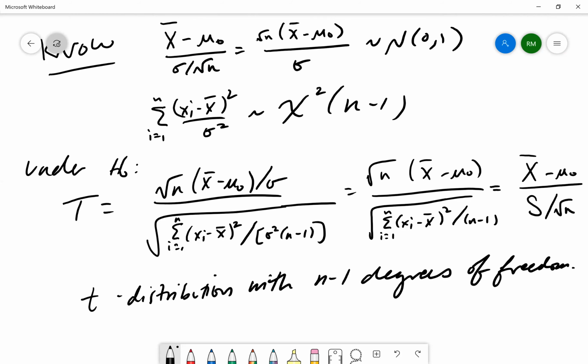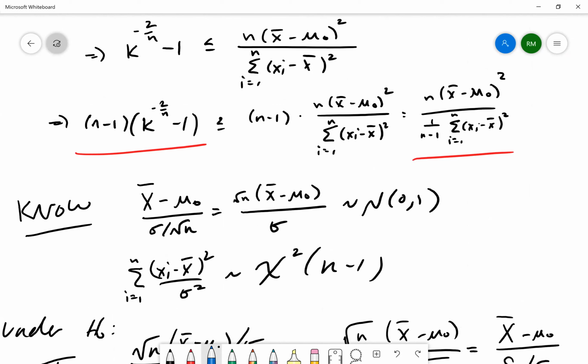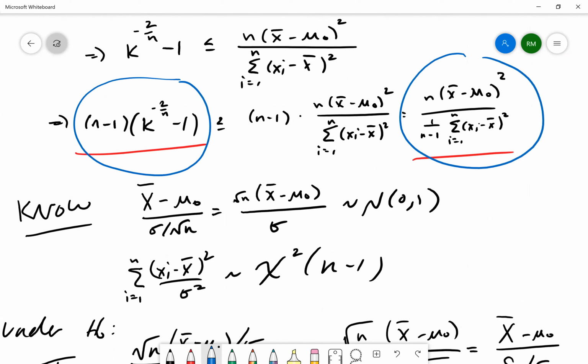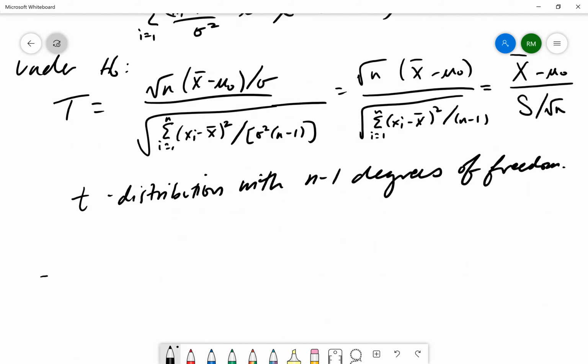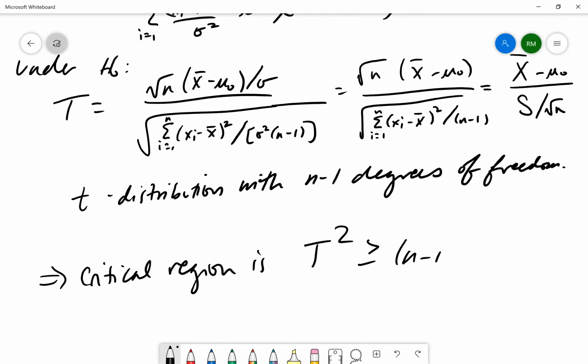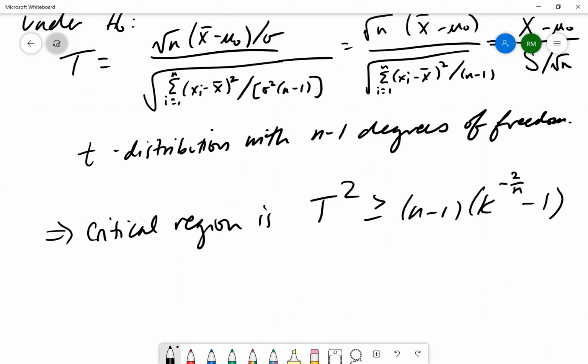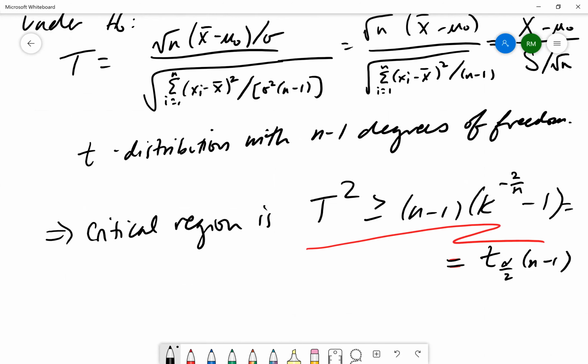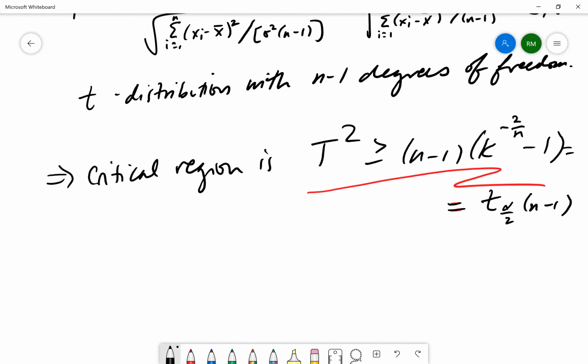So if I look back at this expression right here, and this inequality, I see on the right-hand side that this is actually the t squared of what I described below. So this is telling me that my critical region is t squared bigger than or equal to n minus 1 times k to the 2 over n minus 1. And this critical region looks basically like the kind of critical region you would choose. And so we're going to pick this to equal t alpha over 2 with n minus 1 degrees of freedom, squared.